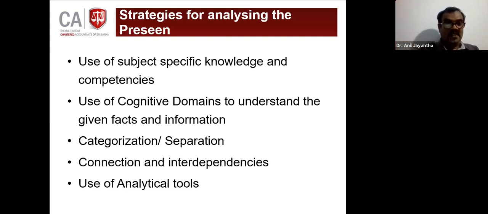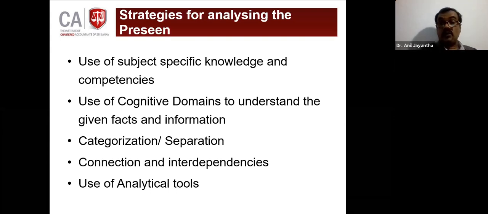The categorization and separation, I told you, is a challenging task. So you can link it to mind mapping. You need to categorize, you need to separate, while paying attention at the same time to the interrelationship and integration. And then you need to connect and show the interdependencies. For all those purposes, of course, mind mapping can be used, and use of analytical tools.